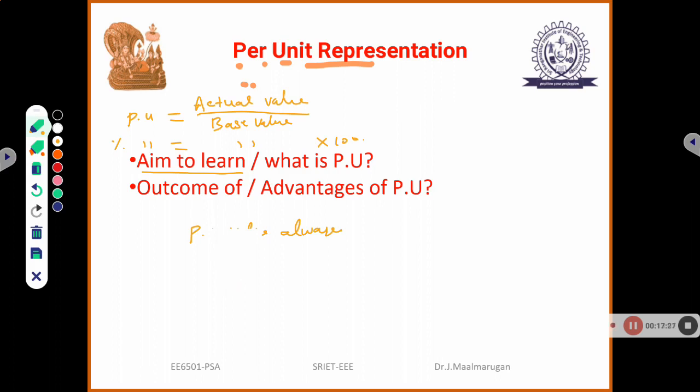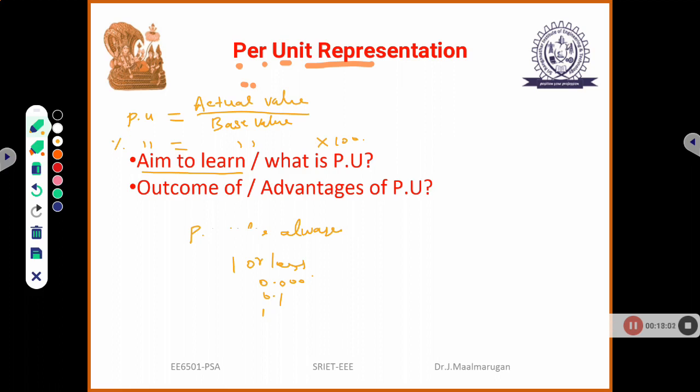Per unit value is unity or less, that means 0.0001 or 0.1 or 1. Usually the per unit value is unity or less. So that means the mathematical computation is very, very easy. The computer calculation is also easy. The simulation process is also very easy. That is why we go for the per unit value.